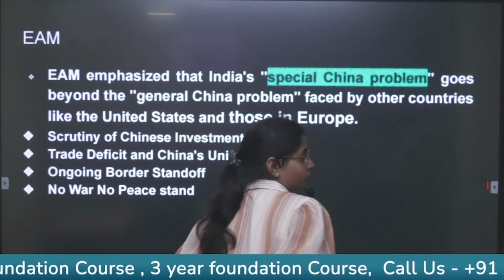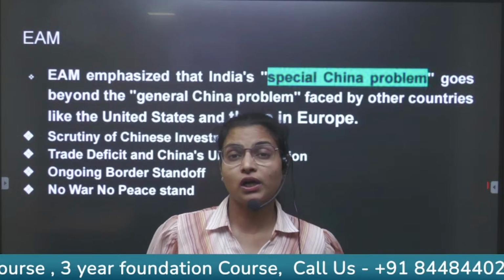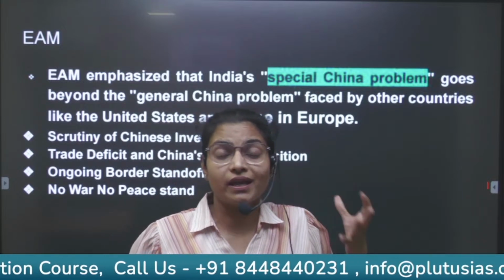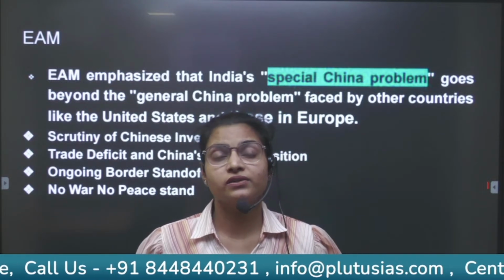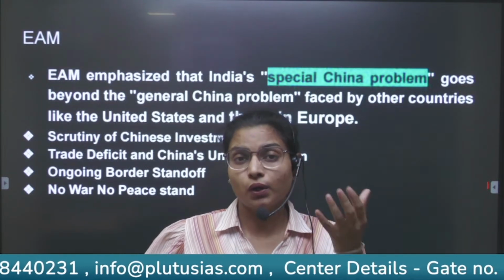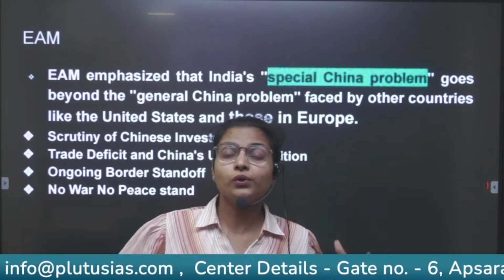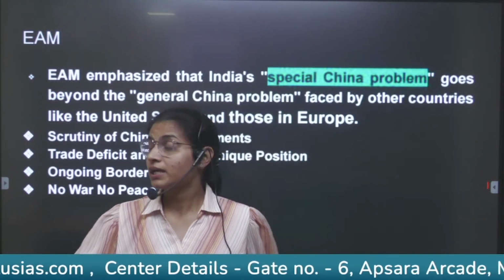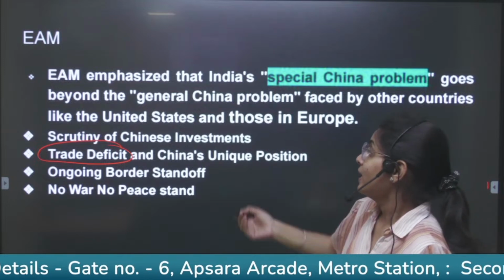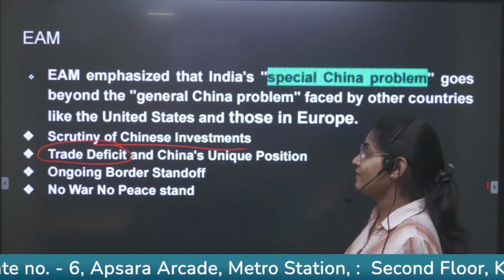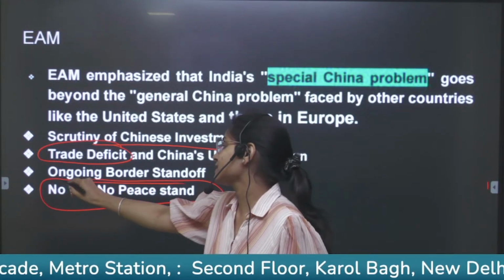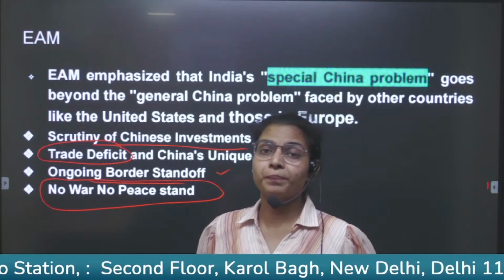It means in this question, while writing about the issues with China, although you need to write about the borders, you can also use your knowledge of international relations. There you read about debt trap diplomacy, like the Sri Lankan port Hambantota has been taken on lease by China. This is how it is impacting our neighborhood. And secondly, you can also write about the trade deficit problem with China, the scrutiny of Chinese investments, ongoing border standoffs, and in fact there is a phrase that with China we have a no war no peace stand.